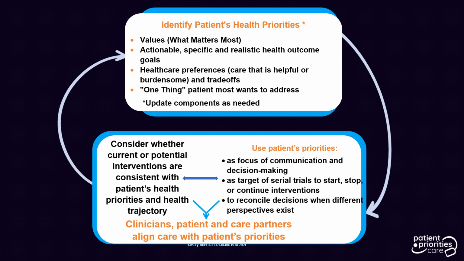To align care, everyone, the care coordinator, primary and specialty clinicians, therapists, patients, everyone uses the patient's priorities, not just their diseases, as the focus of communication and decision making, as the target of serial trials to start, stop, or continue interventions. Remember, it's not just getting rid of care, it's realigning care, and to reconcile decisions when there are different perspectives, either among clinicians or members of the healthcare team, or among clinicians, patients, and care partners. Because things change, it's an ongoing process.